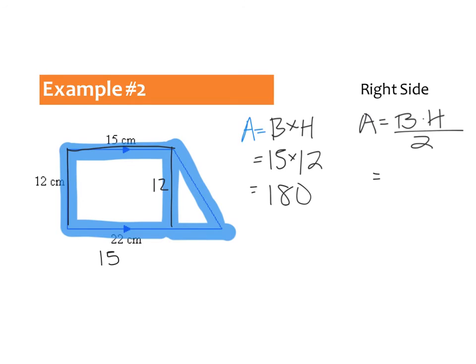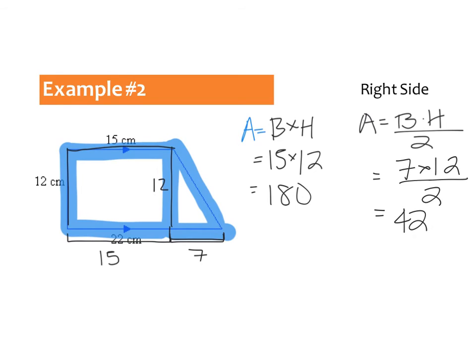So the question is, if this part is 15, how much is this part, okay? We need to get a total of 22. So 15 plus 7 will give us 22. So that means that this little part of the triangle is 7 centimeters because this one is 15 and we need a total of 22. So now I can figure it out. I can do 7 times 12, and then don't forget I have to divide by 2. So 7 times 12 divided by 2 gives me 42.